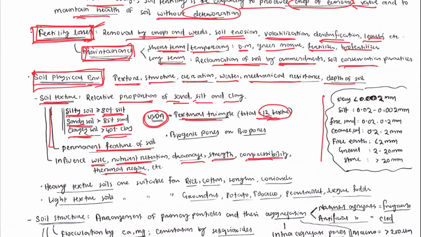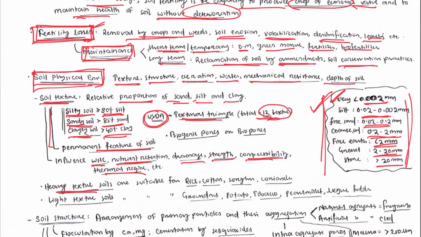Now, what are the fractions in soil? The clay fraction is mostly asked in competitive exams. If the diameter of the particle is less than 0.002 millimeter, then that is clay. Silt is 0.02 to 0.002 millimeter, fine sand 0.02 to 0.2 millimeter, coarse sand 0.2 to 2 millimeter, fine earth less than 2 millimeter, gravel 2 to 20 millimeter, and stone more than 20 millimeter in diameter. This is the soil textural classification.